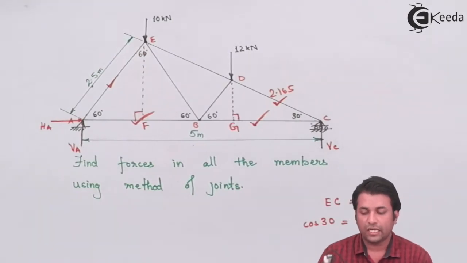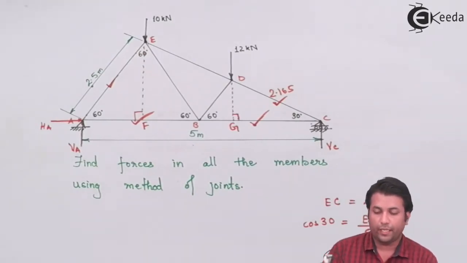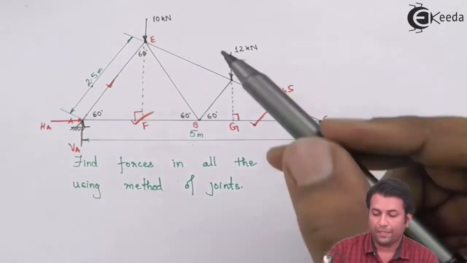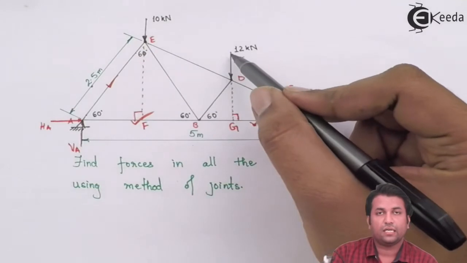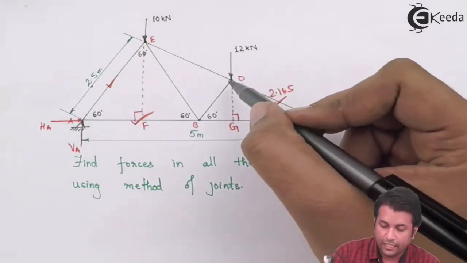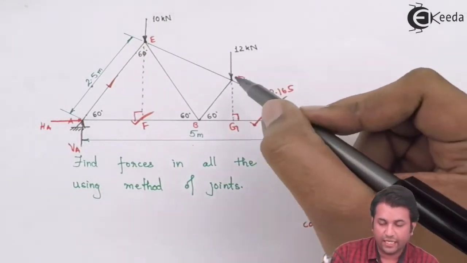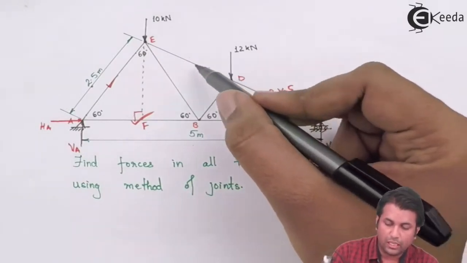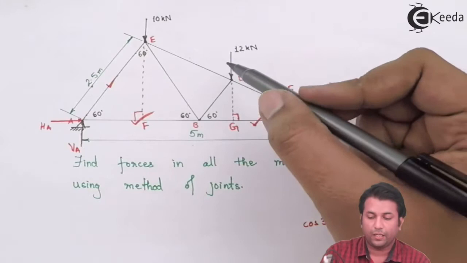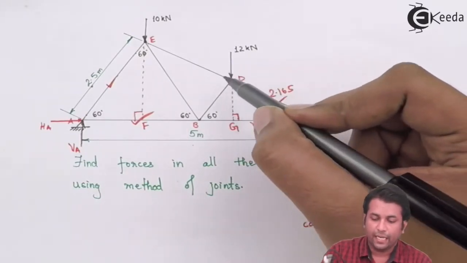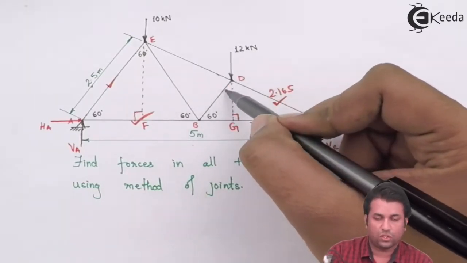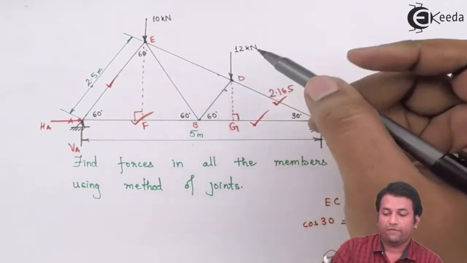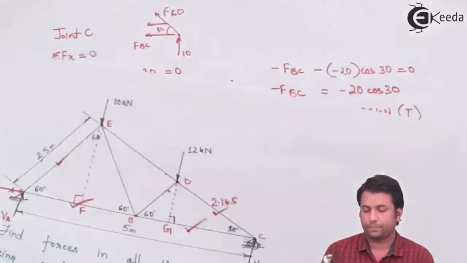Now I can move on to any other joint. For example, if I move on to joint B, what happens in that case? This is a known force for me. This force I have already calculated. This force I don't know. Similarly, I don't know this force as well. So I can take joint D and these two unknown forces. So I can apply the condition of equilibrium and find out the forces.